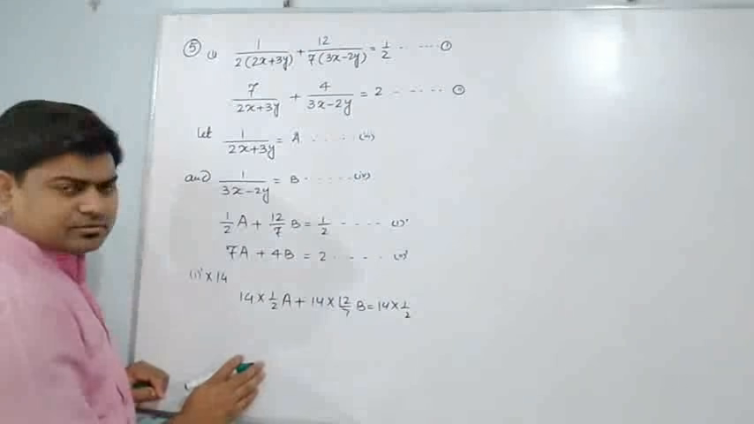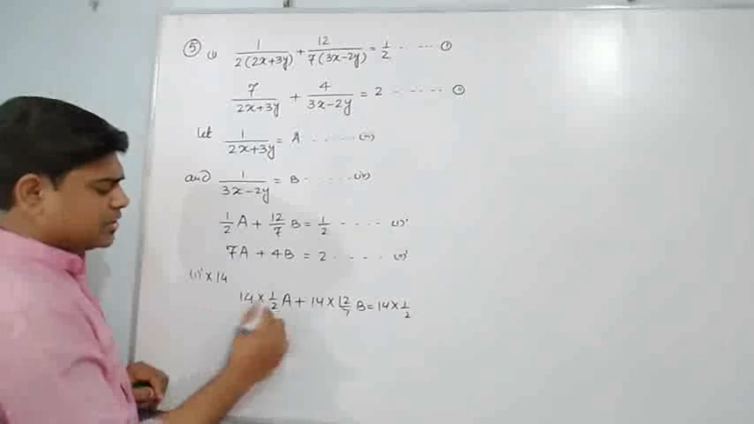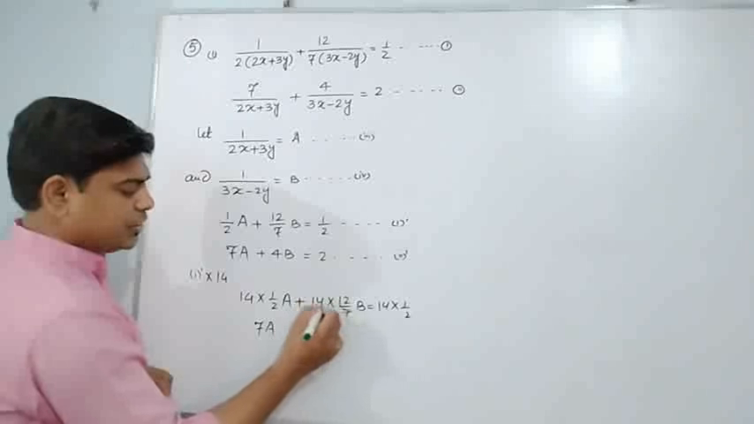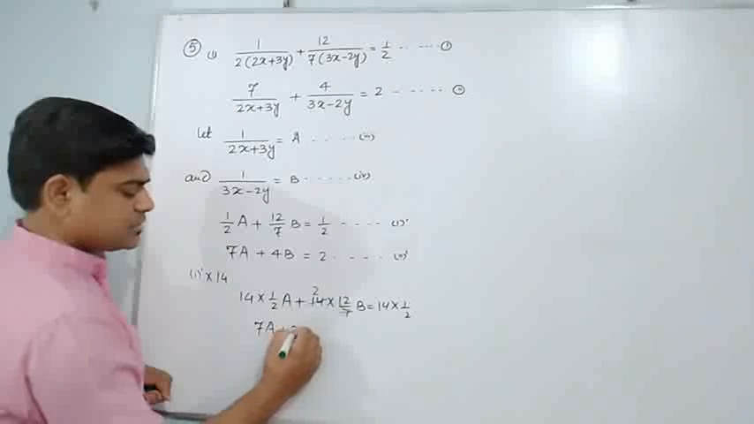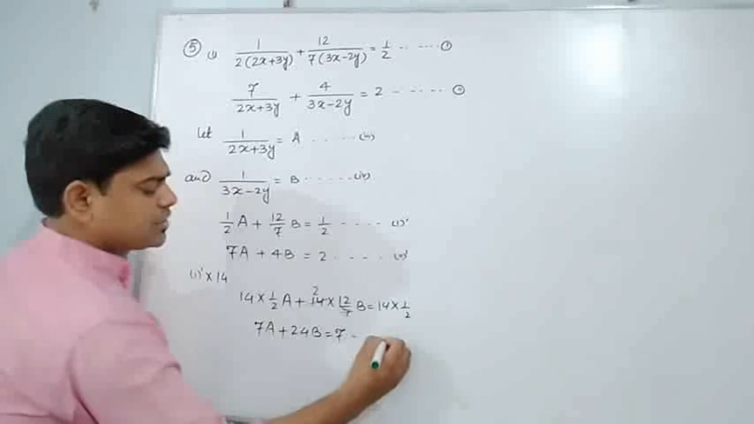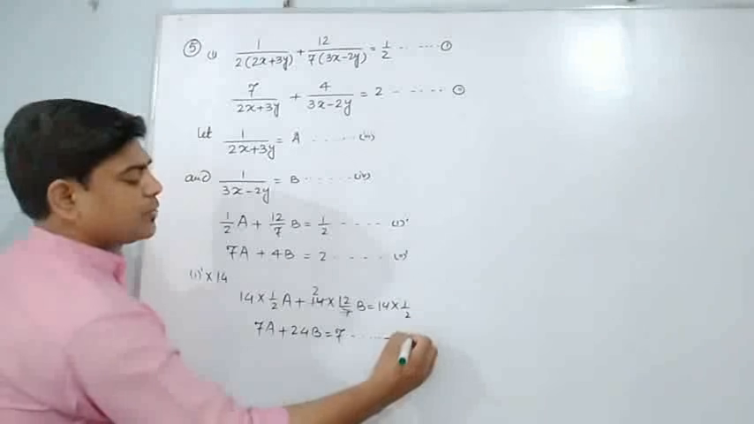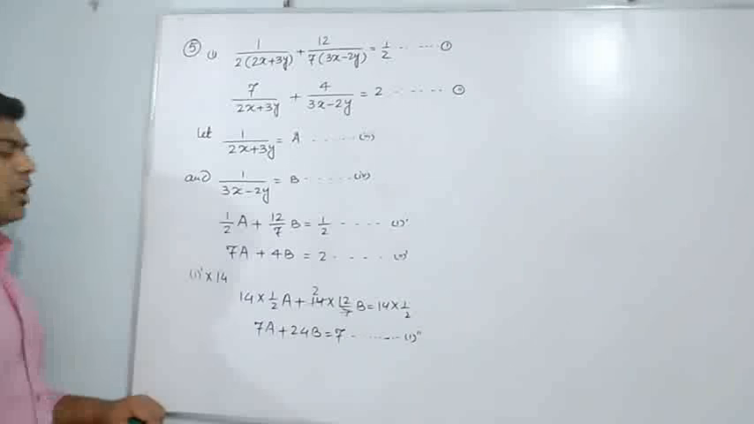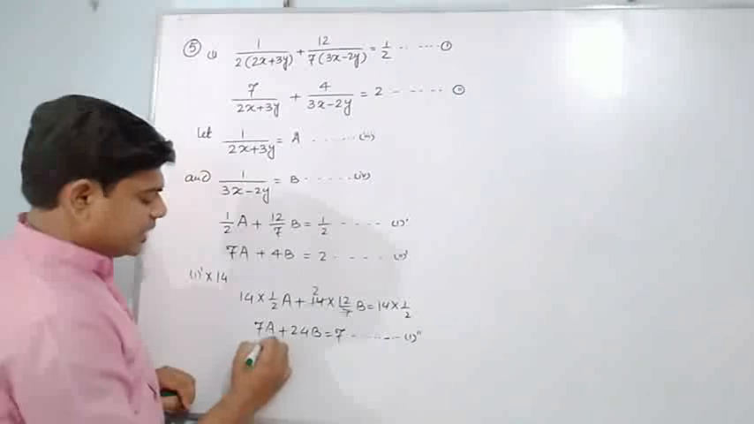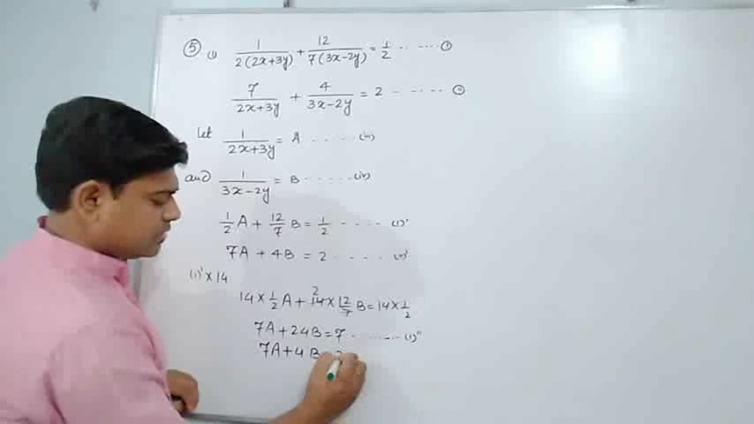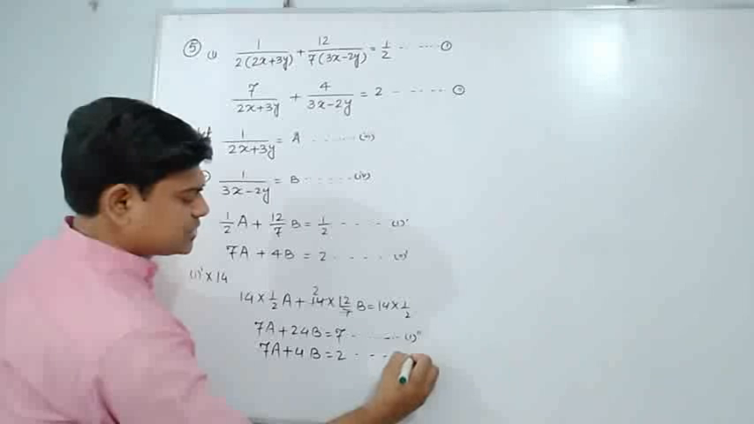Now simplify it. What will happen? 7a, it's 7 into 2, and plus 24b is equal to 7. This one can be written as 1 double dash. Now the second dash will be written here as we have done previously. I don't think this is the first time we are doing such a type of question.